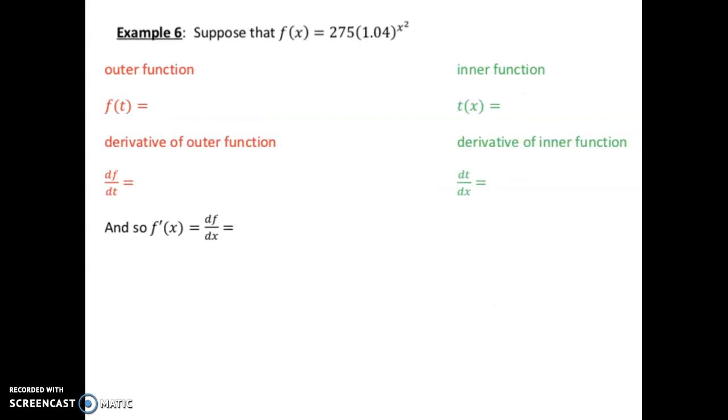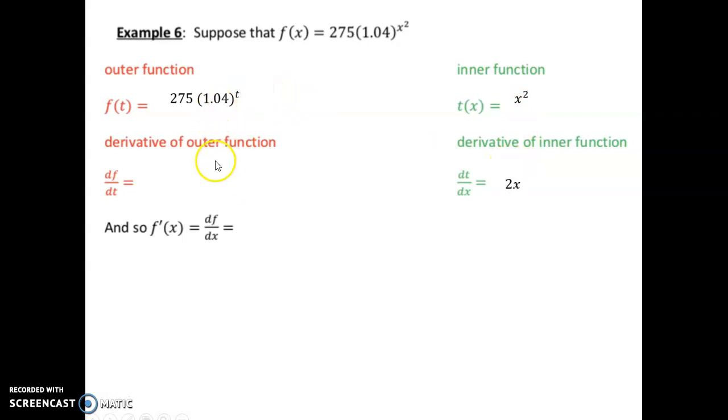All right, let's do another example here. Again, this is an exponential function, but I don't have just an x as my exponent. I have something else here. So that becomes my inside function. My outside function can be written as 275 times 1.04 to the t. Taking the derivative of the t piece, I get 2x.